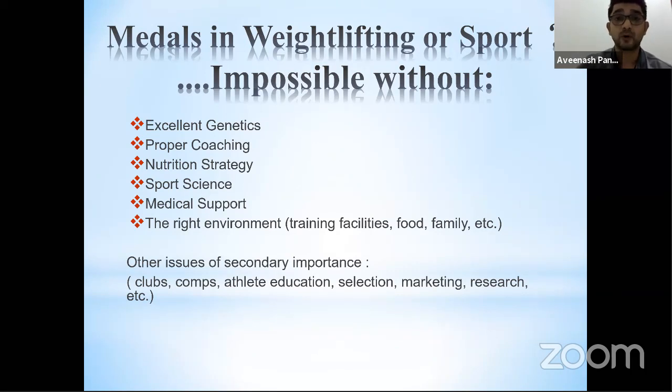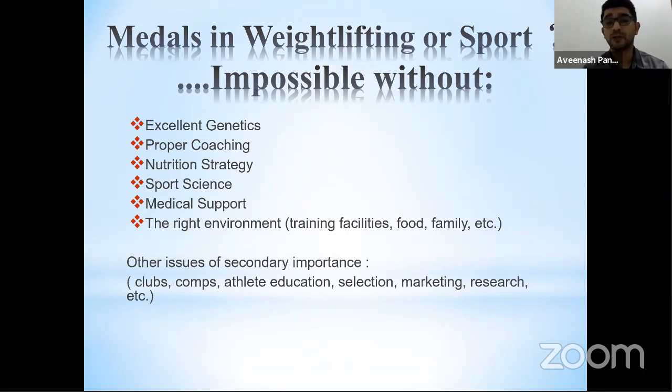Another important point is the right environment. Coaches, without having the right environment for training, such as your training facilities, your food, your family, your social network, it is very, very difficult to achieve a very high level in sports.